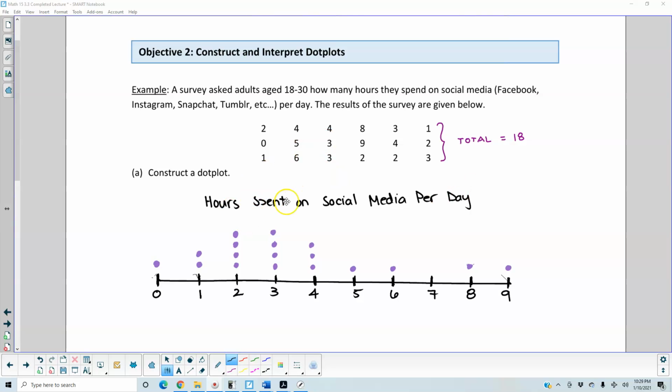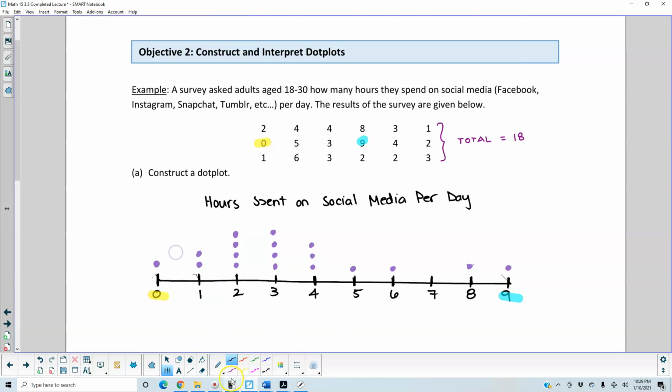And this is hours spent on social media per day. If you see here, we go from 0 hours to 9 hours because the lowest number in our data is 0. So 0 is the smallest number, and it goes all the way to 9, which is our largest number. So we create our number line. We go from 0, 1, 2, 3, 4, 5, 6, 7, 8, 9.